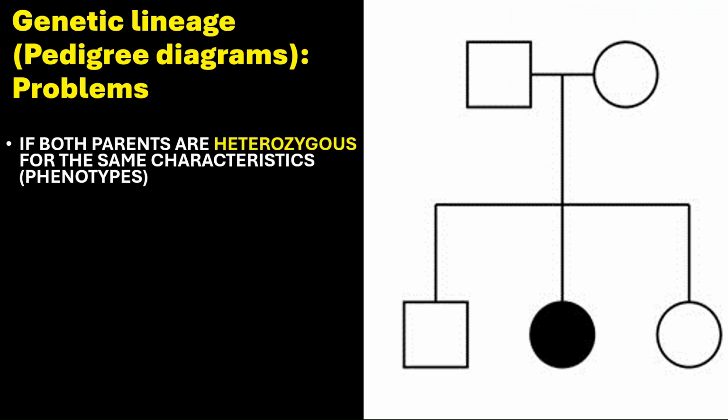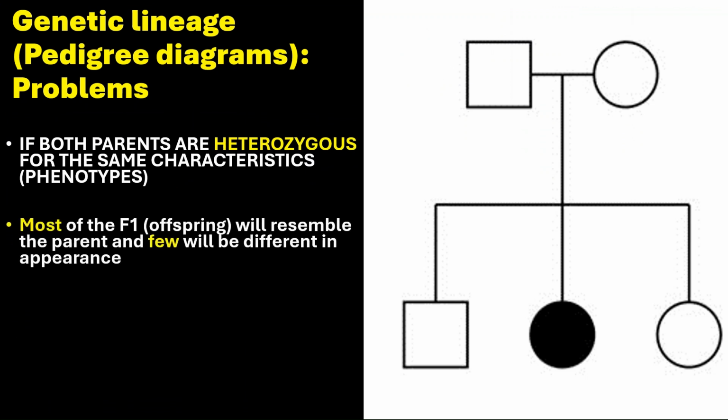So here we have two parents. Both of them appear white, and then they produce three children. One appeared black. How did that occur? You only have a situation like this if both parents are heterozygous for the same characteristic. If the two parents are heterozygous, then one of the offspring will be different, and you need to pay attention.